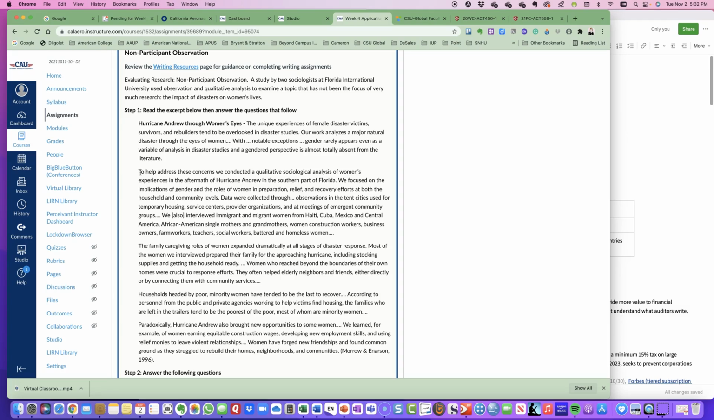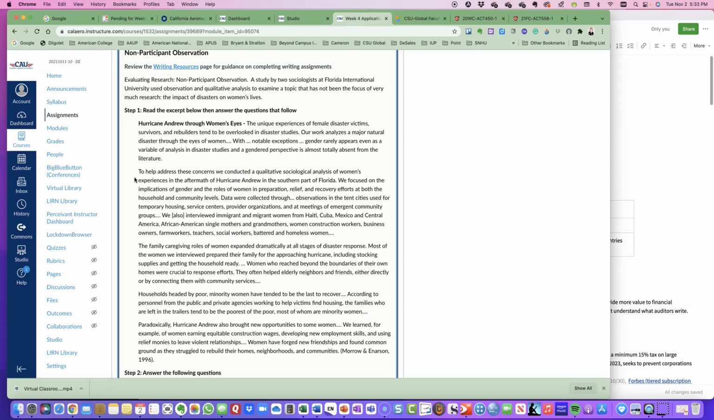So our work analyzes a major natural disaster through the eyes of women, with notable expectations. Gender rarely appears even as a variable of analysis in disaster studies, as a gendered perspective is almost totally absent from the literature. And what they mean by the literature is typically when you are conducting these types of experiments or studies, you review previously published articles or studies to see what has taken place and what hasn't happened. And that additional contribution that you can provide based on your study is what you're adding to the literature, that contribution.